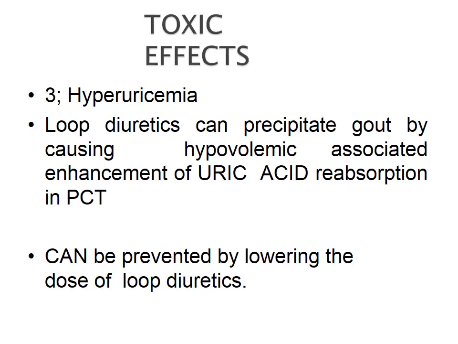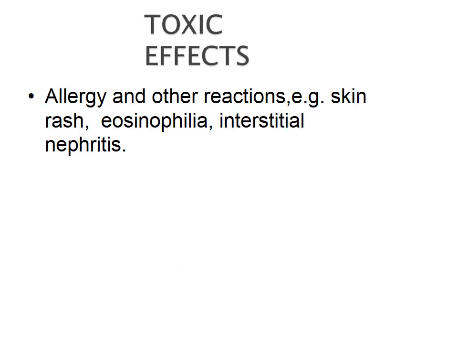Now, another toxic effect is hyperuricemia. Loop diuretics can precipitate gout by causing hypovolemia associated with uric acid reabsorption in the proximal convoluted tubules. So if the patient is suffering from gout, these should not be given. This can be prevented by lowering the dose of loop diuretics. So if you have to give the drug to that patient, you have to give it at the lowest possible dose. Now, as I told you, all diuretics which have the sulfonamide group are going to cause skin reactions, eosinophilia and interstitial nephritis.